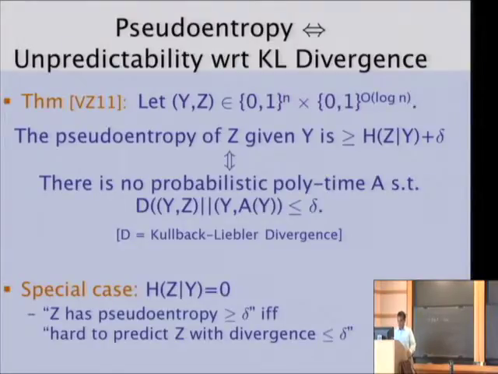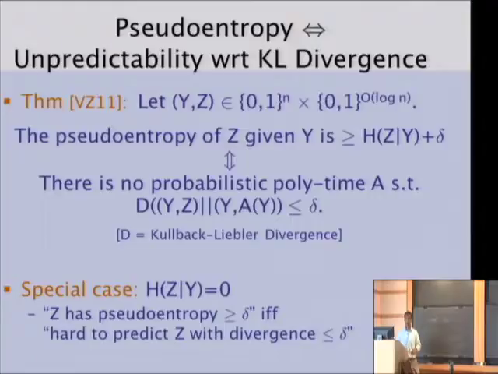Okay, so I mentioned this special case, where z is a function of y. Then it's really capturing hardness of prediction. But we want to handle the case not just where z is determined by y, for the same reason that we want to handle functions that are not one-to-one. So the bits of x are not determined given f of x, and we want to understand when its pseudoentropy is larger than the actual entropy.